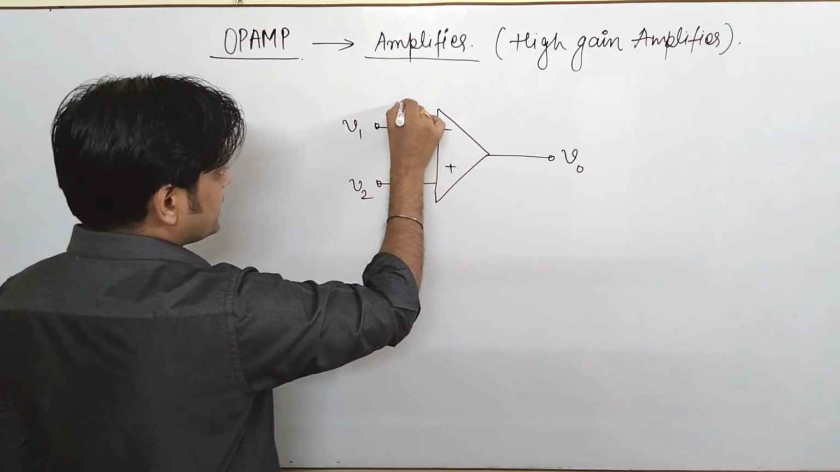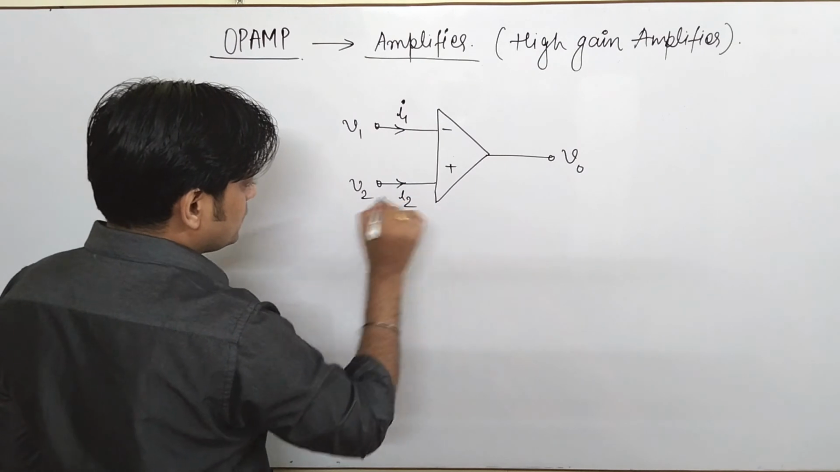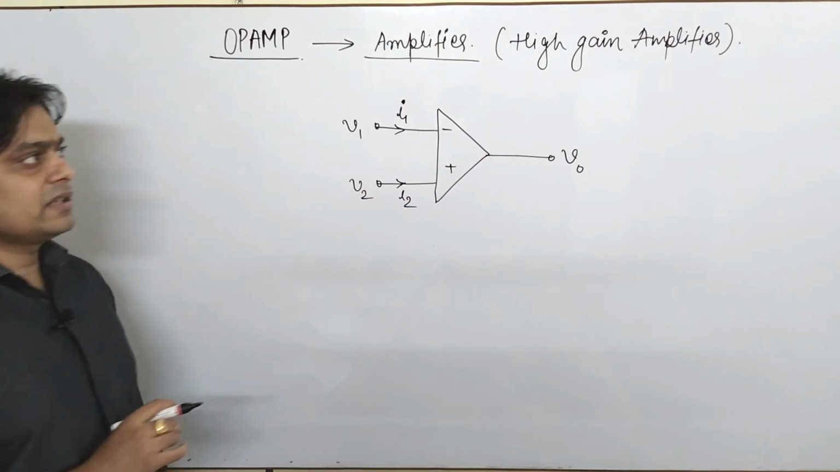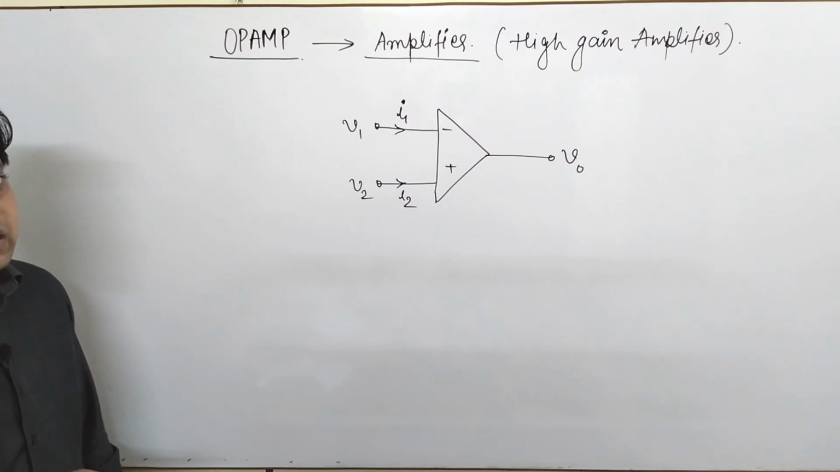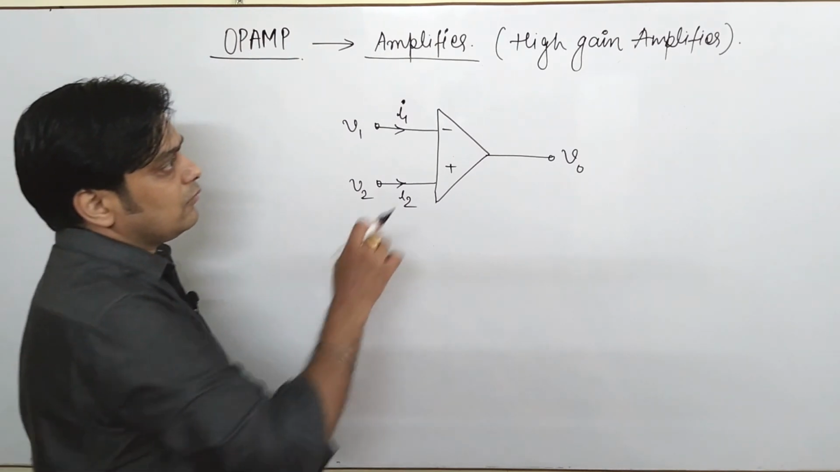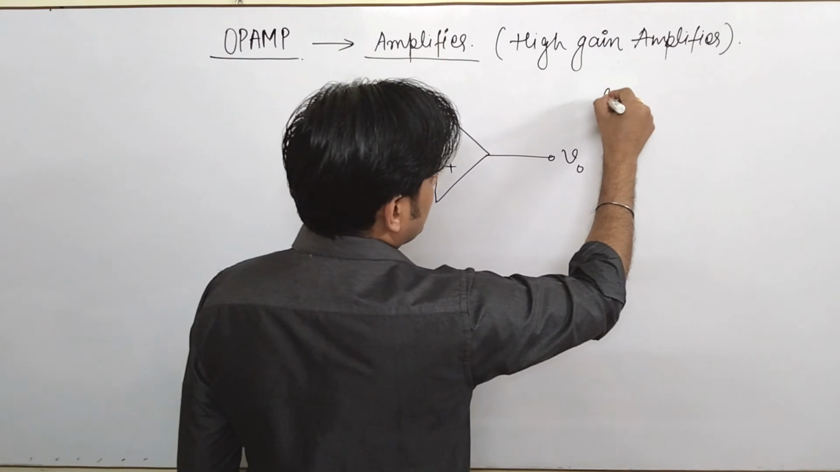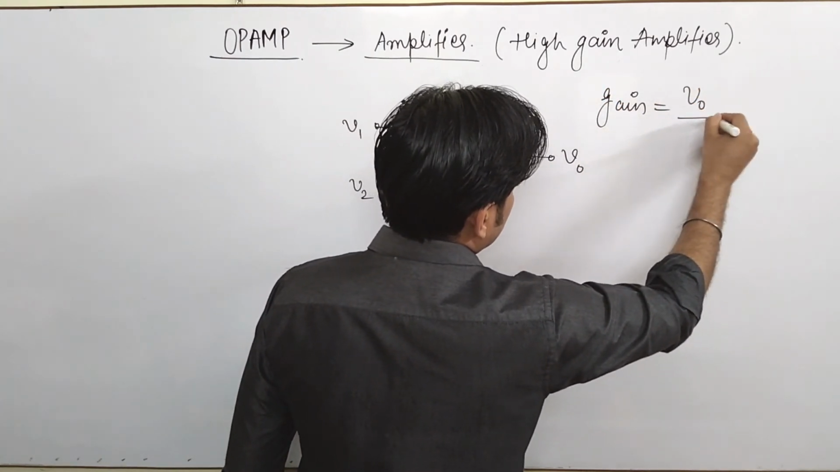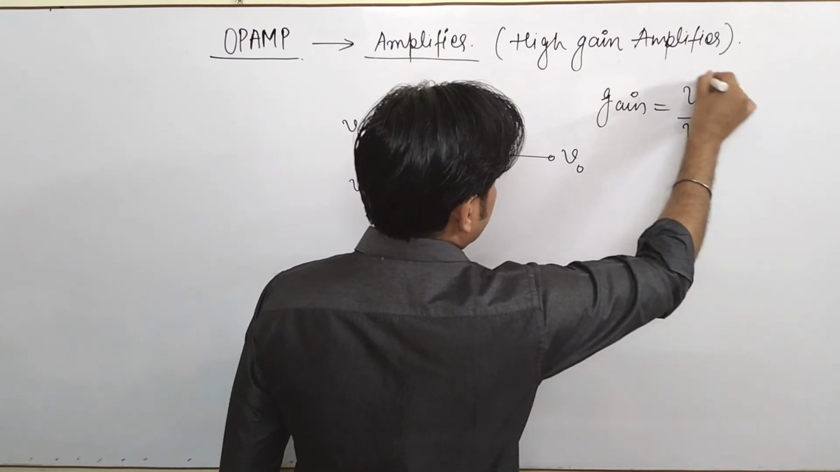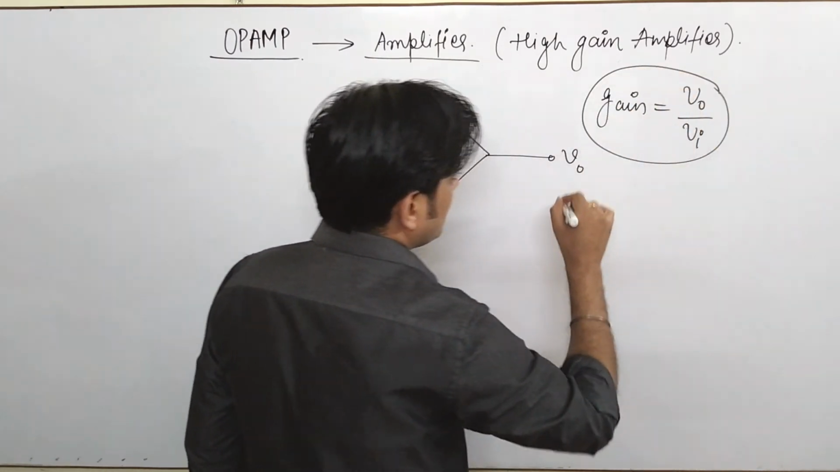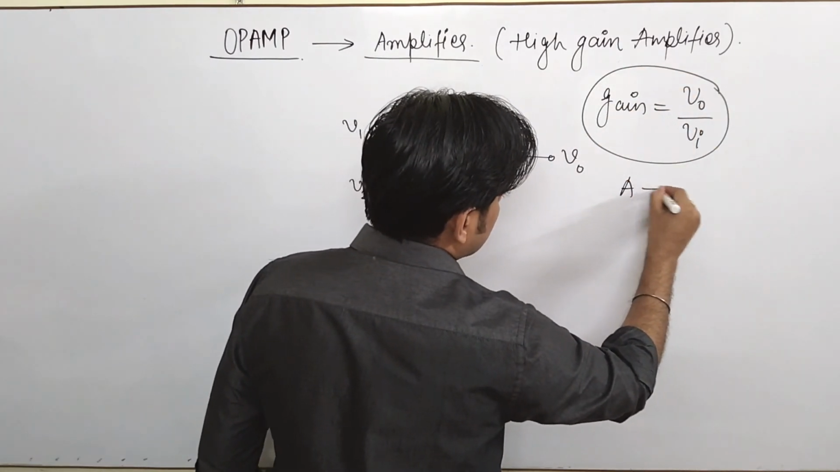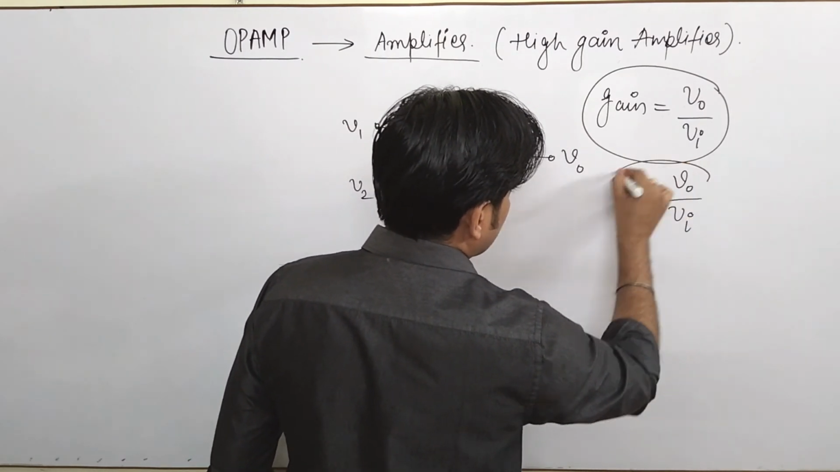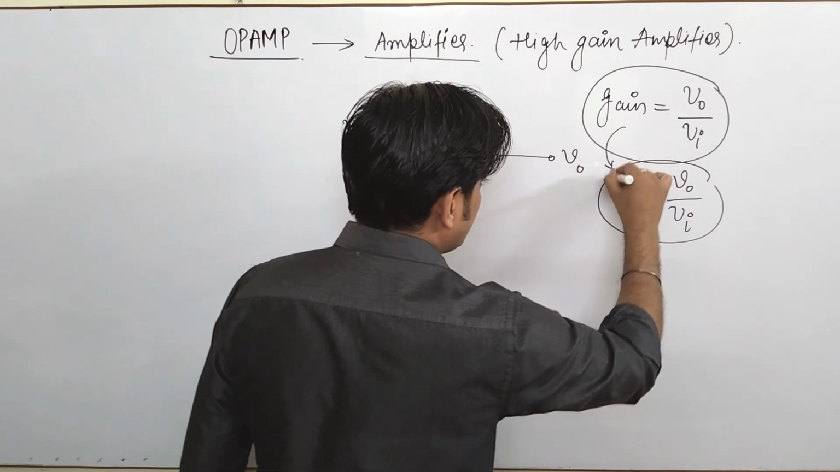I said this current is I1, this current is I2. So the operational amplifier is referred to as a very high gain amplifier. Now, what is the meaning of high gain? What is gain? Gain is always defined as the ratio of output to input. Yes, this is the definition of gain, or you generally refer to gain as factor A, or you can call it A equals V0 by Vi. So this is basically your gain.